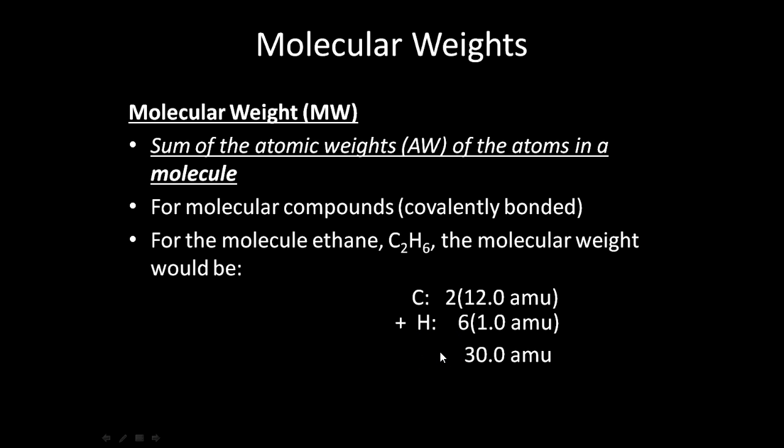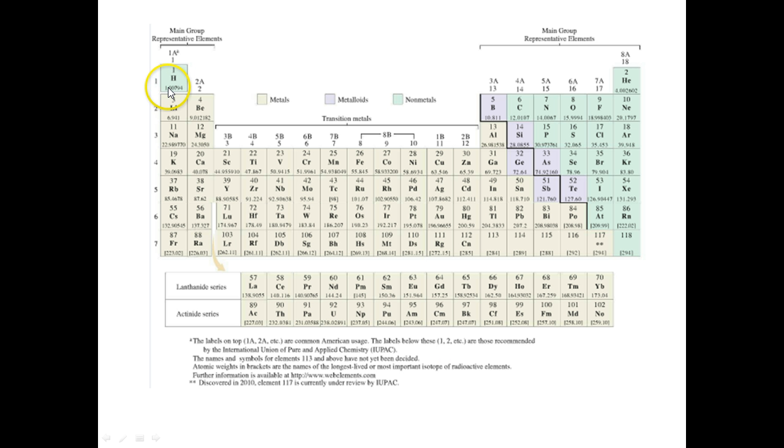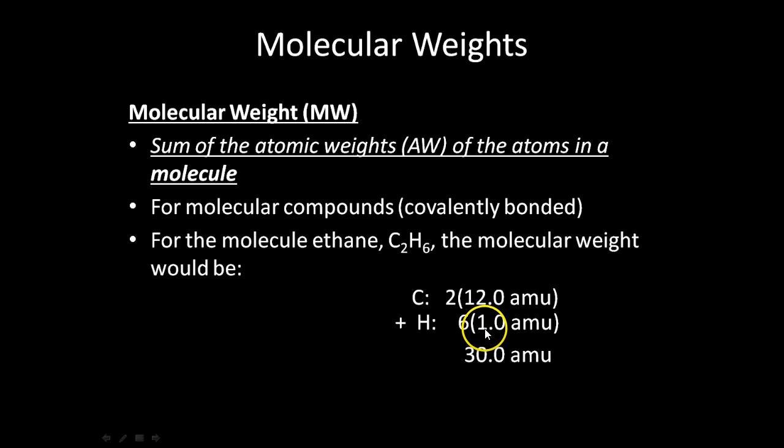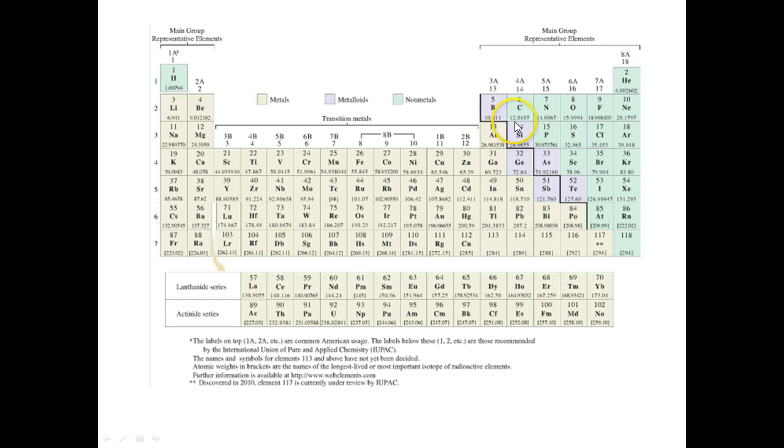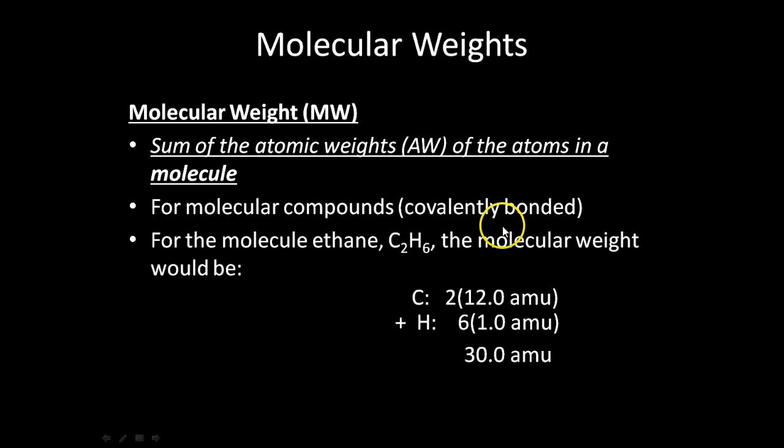I want to show you where I got this information. Again, going back to the periodic table, right underneath the element symbol, we see the atomic weight. Hydrogen looks like this is 1.00794. I'm only keeping two sig figs here, so only going to one decimal place. And then carbon, it says 12.0107, but again I'm just going to keep one decimal place, 12.0. So 2 times 12.0 plus 6 times 1.0 equals 30 AMU. That's the molecular weight for ethane.